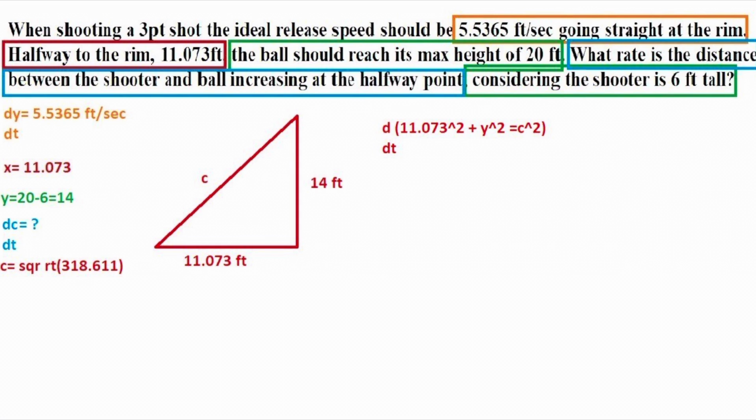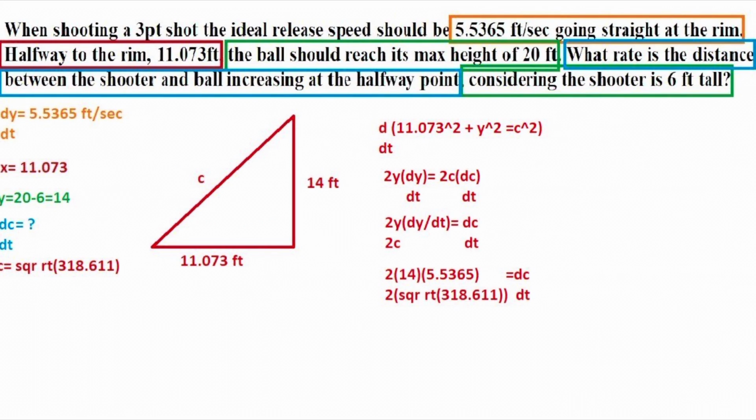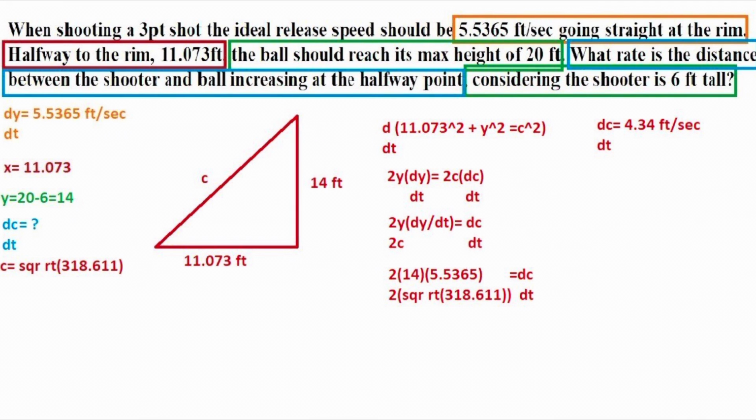Now that we know what c is, we need to find the derivative of it. First we define the derivative of the Pythagorean theorem equation when x equals 11.073. Here's the derivative of that equation. Now you want to single out dc/dt. Entering all the values that we have, we see that dc/dt equals 4.34 feet per second, meaning that the distance between the shooter and ball is increasing at 4.34 feet per second at the halfway point.